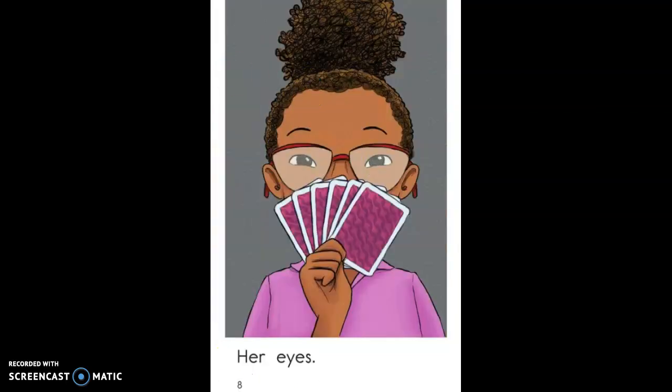Can a brave scholar raise their hand and tell me what side of the page I should start on? Yeah, I want to start on the left side of the page. Can another scholar tell me what is the first word they know that's going to be on the page? What is the first word of our pattern? Yeah, the first word is her because that's our pattern. Her, her eyes. Let's read this again. Her eyes.